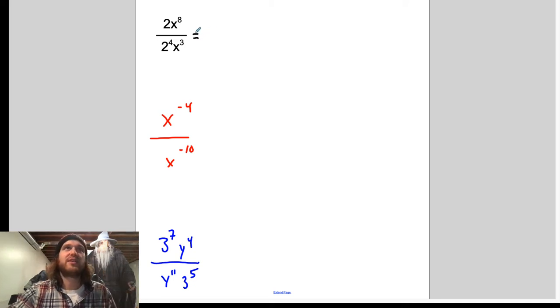Okay, so you can write the 2 bases. There's 2's and there's x's, and so we can do top minus bottom is going to be 2 to the 1 minus 4. Careful, there's a 1 there. If it helps to write it, then do that. And then x to the 8 minus 3, which is 1 minus 4 is 2 to the minus 3. X to the 8 minus 3 is 5.